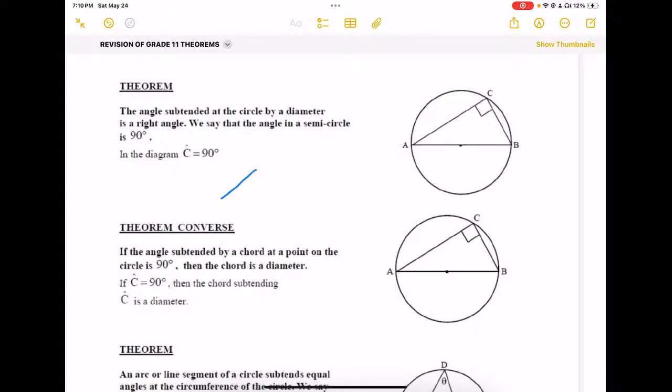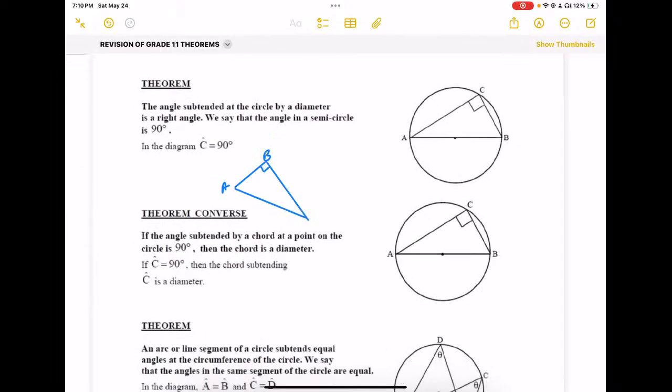So if you see a triangle like this, anywhere, and they show you that here is 90, and it's ABC, they will ask you to prove that ABC lies on a circle. They can lie on one circle because AC will be a diameter and it will be subtending B on the circumference of a circle. So that is something that you have to take very careful note of.